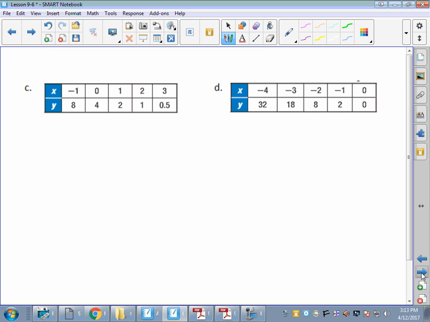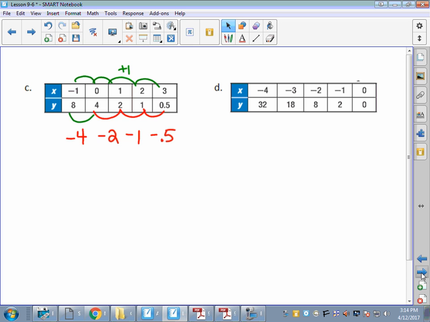So letter C. My X's all go up by 1. Big deal. My Y's. How do I get from 8 to 4? Subtract 4. How about 4 to 2? How about 2 to 1? How about 1 to 1 half or 0.5? If you're not sure how to do that, take the second minus the first. So 4 minus 8 or 2 minus 4. That is the second minus the first when you do those differences, if you're just going to go to the calculator.